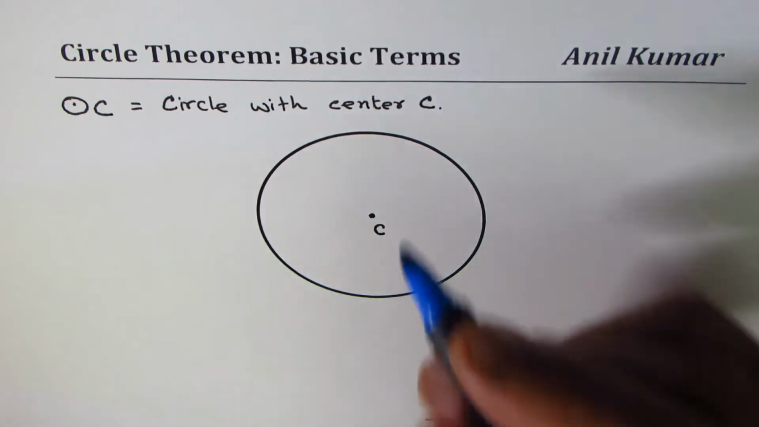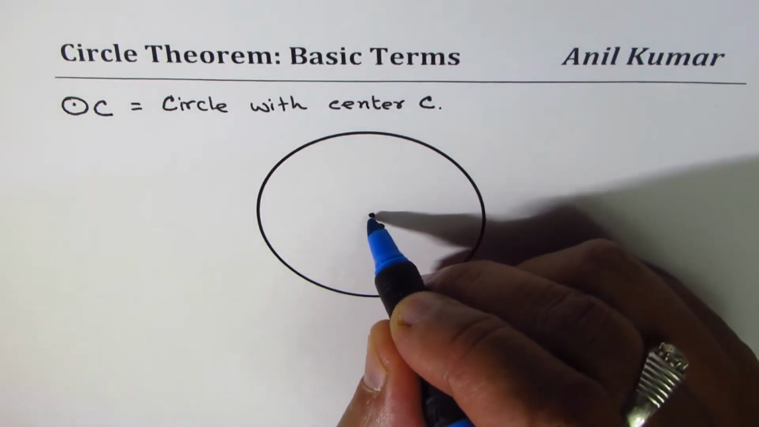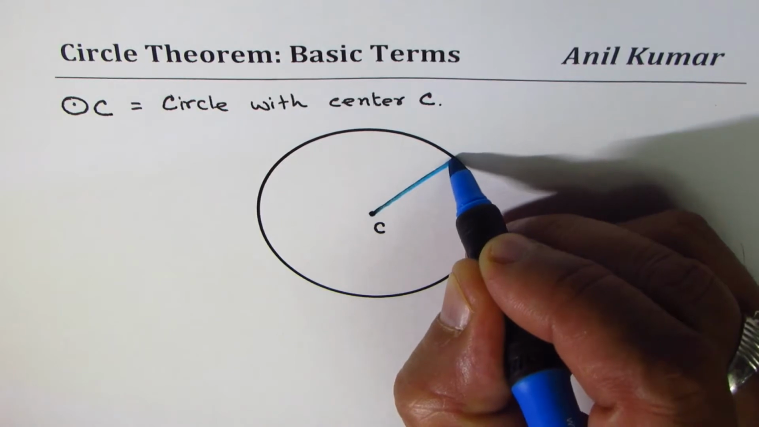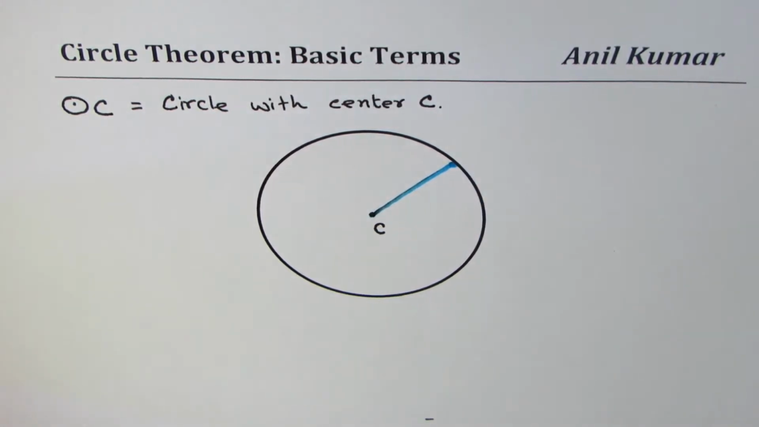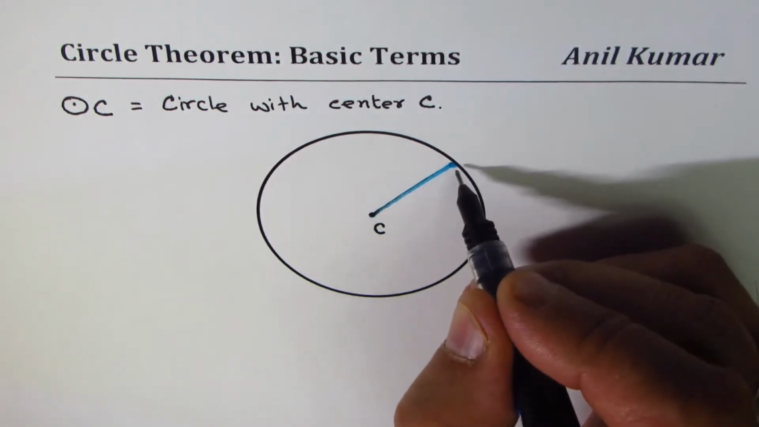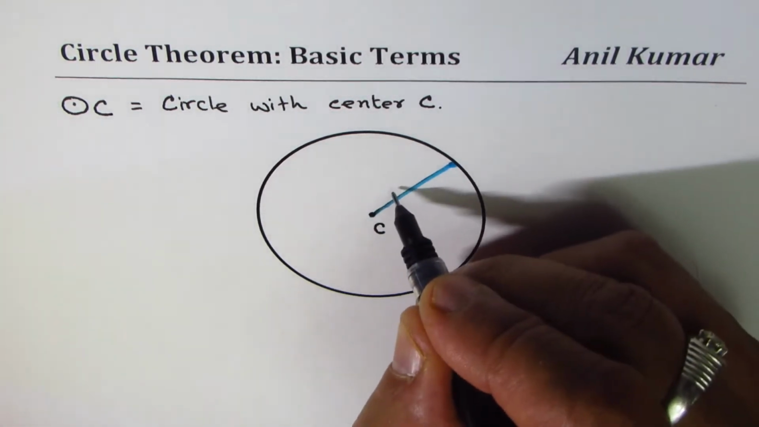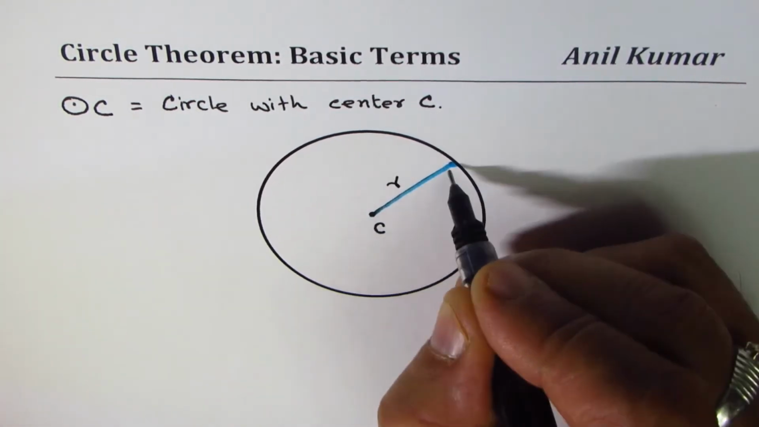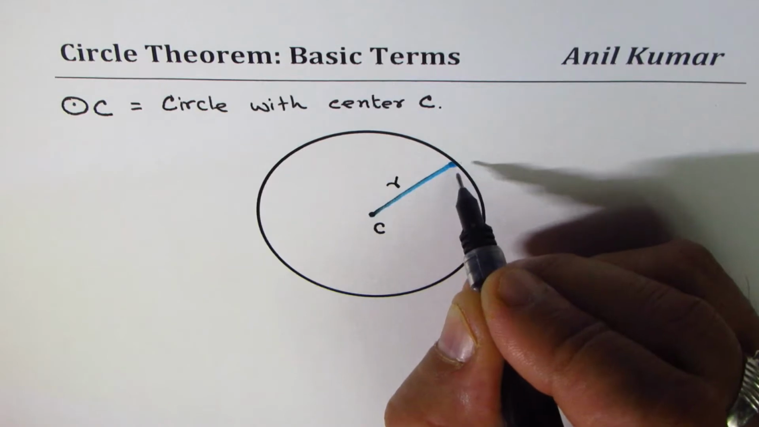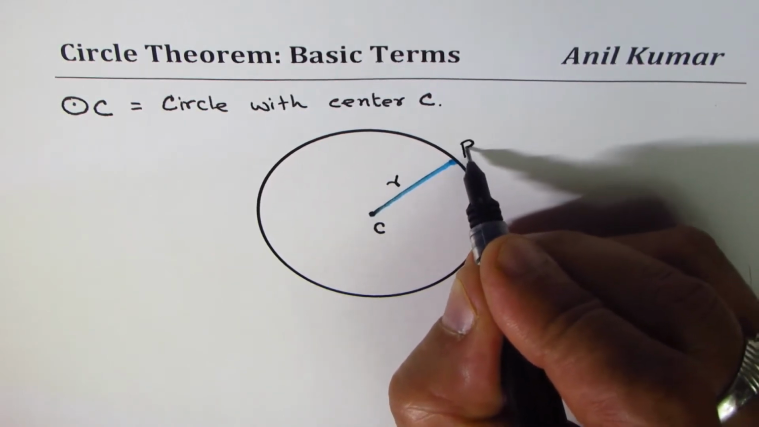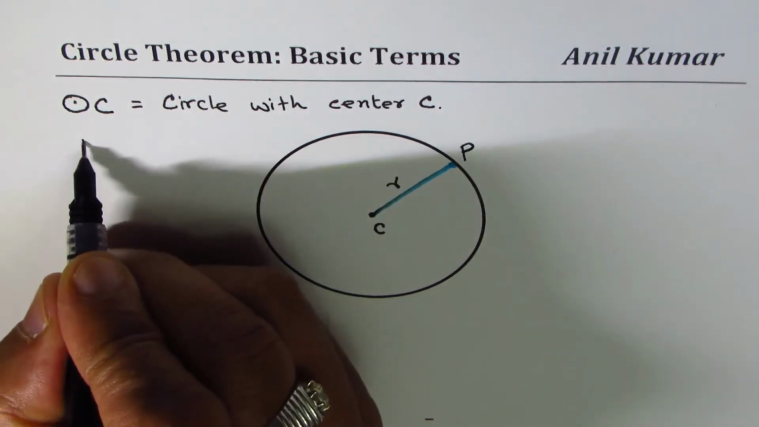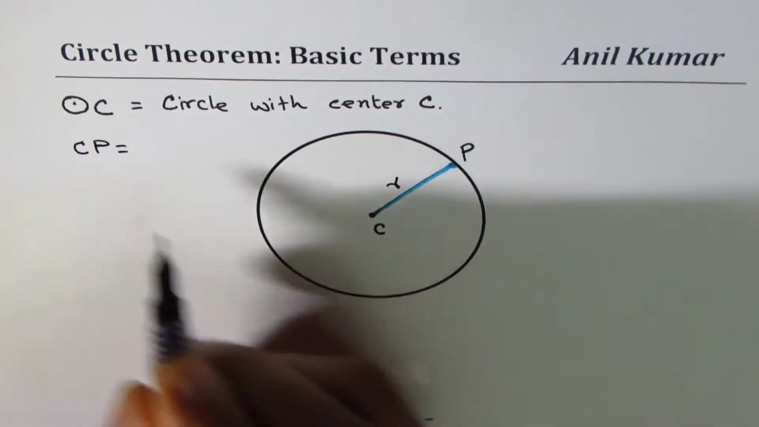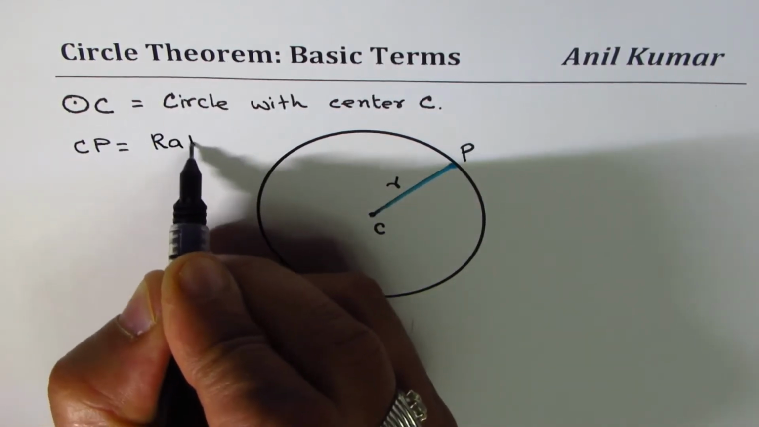And as you know, a circle is defined by its center and the radius, right? So let's say that is the line which connects the center with a point on its circumference. Let's call this R, and let's call the point on the circumference any point P, right? In that case, CP will be referred to as radius.